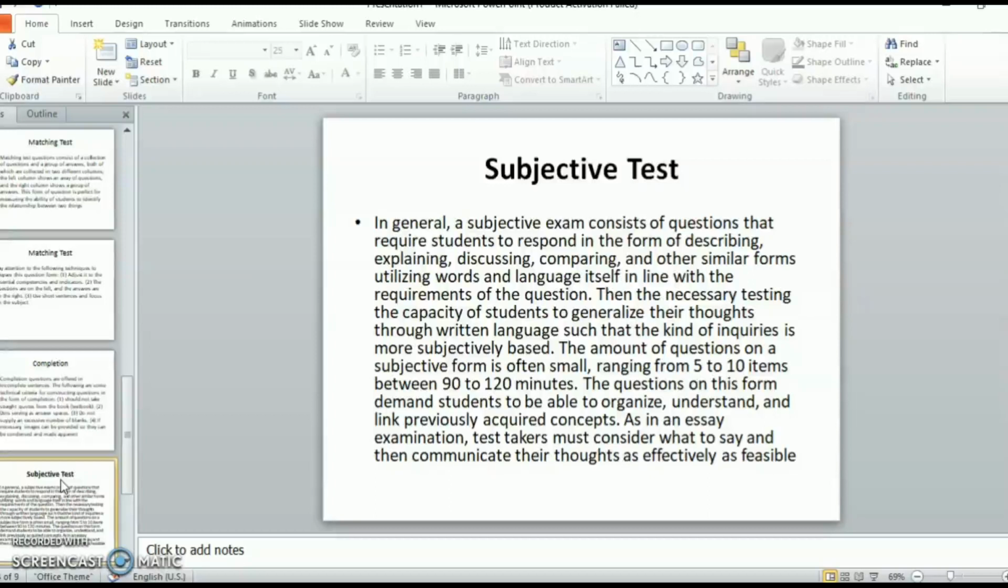The number of questions on a subjective form is often small, ranging from 5 to 10 items within 90 to 120 minutes. The questions on this form demand students to be able to organize, understand, and link previously acquired concepts. As in an essay examination, test takers must consider what to say and then communicate their thoughts as effectively as feasible. Subjective test forms in language testing can be used for testing speaking and writing.